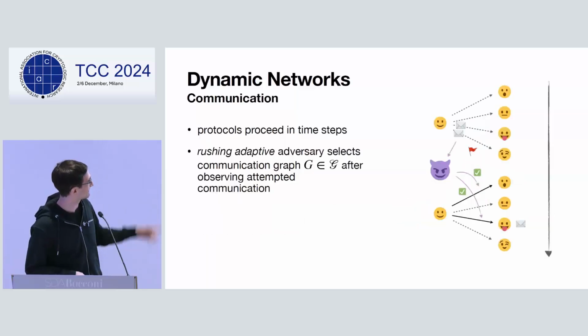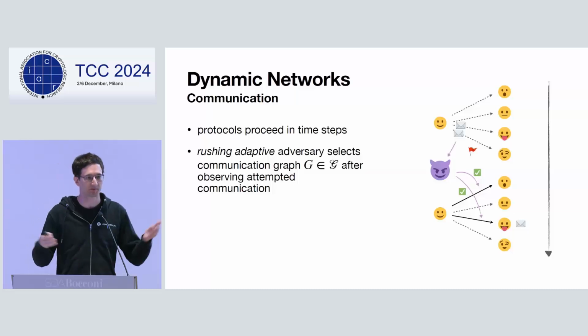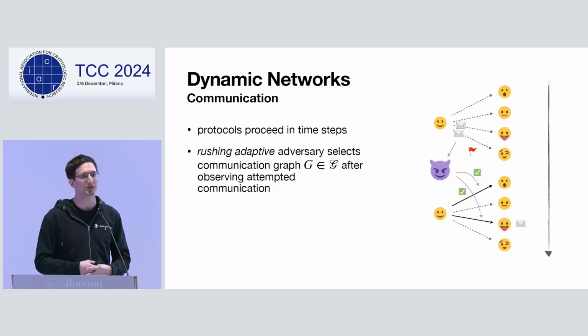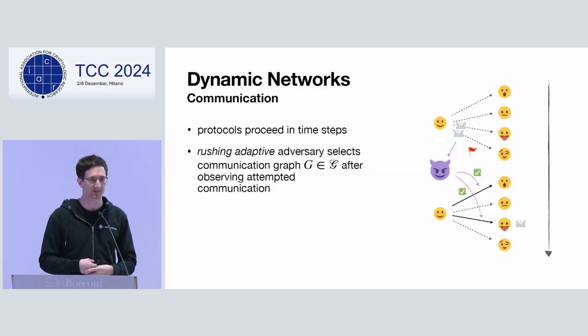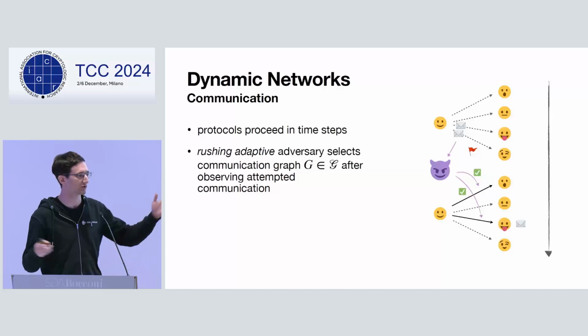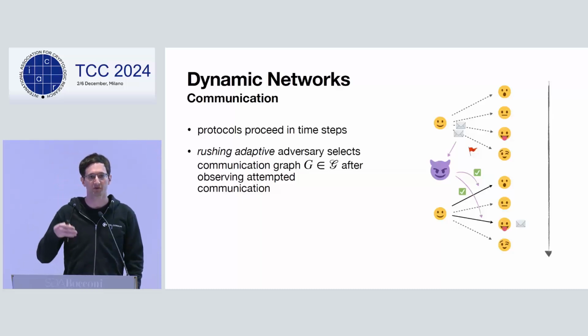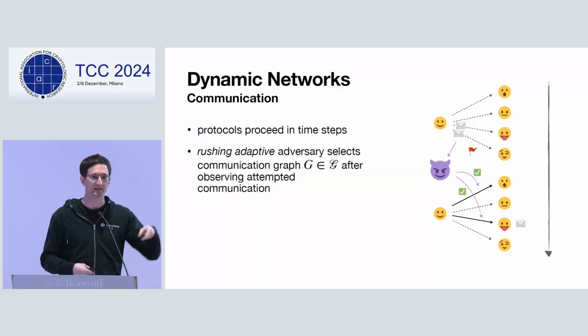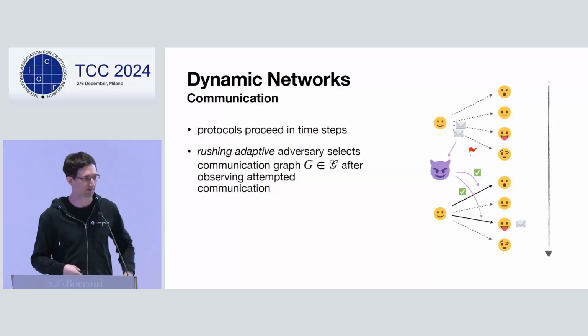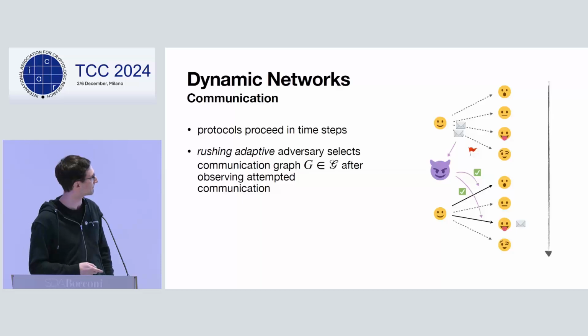So we proceed in time steps, so it's a synchronous protocol, and we have a rushing adaptive adversary. That is, in each round, the adversary sees where honest parties would like to send messages, and then the adversary can say, nah, I don't like that, and block some of them. In our example here on the right, what you see is that only one of those messages actually arrives. Still, we would be billed for 2 messages in this case.